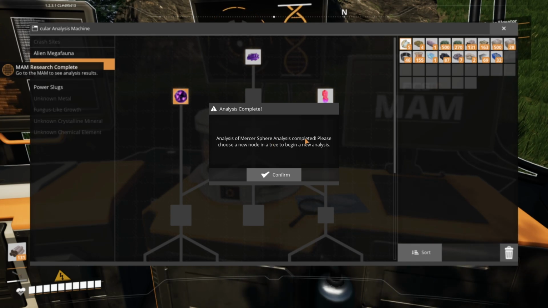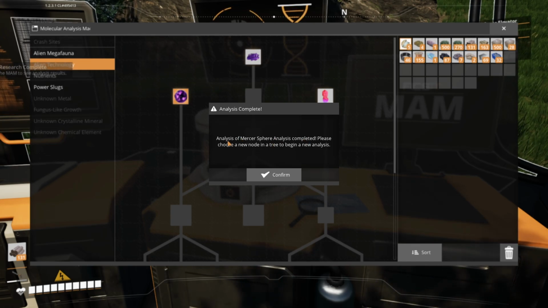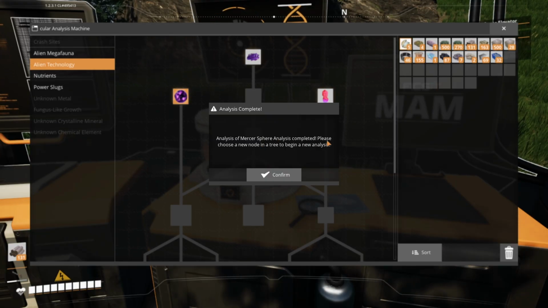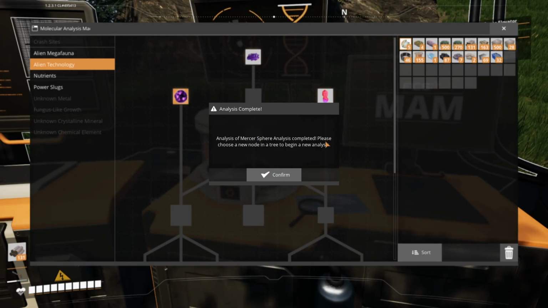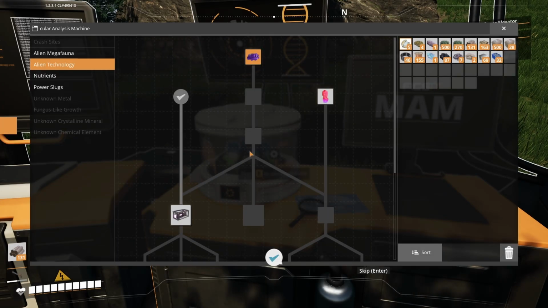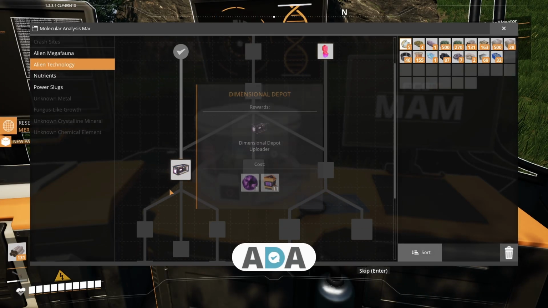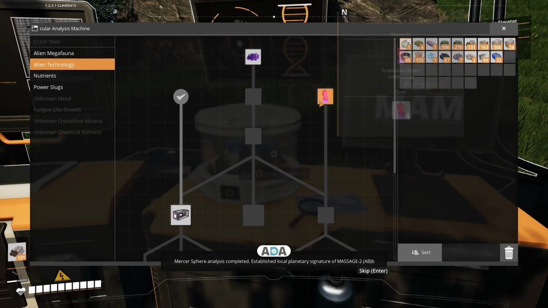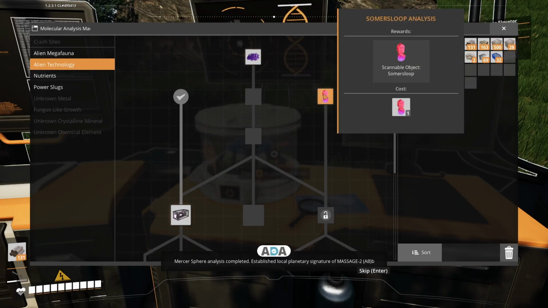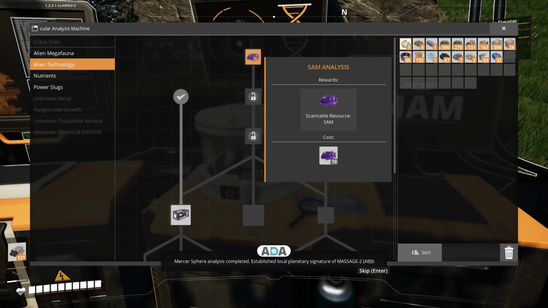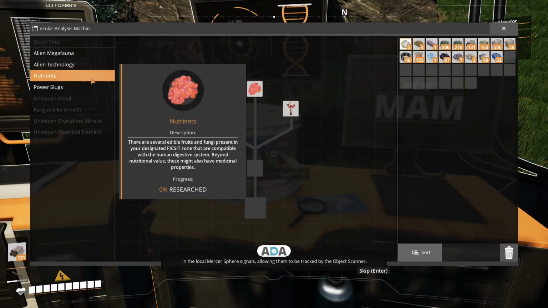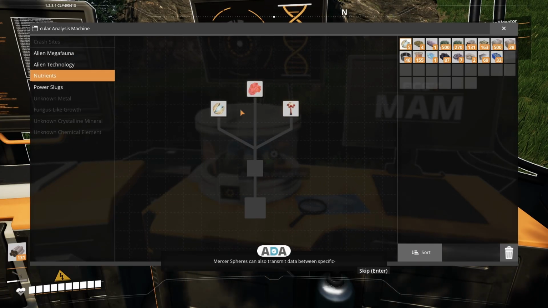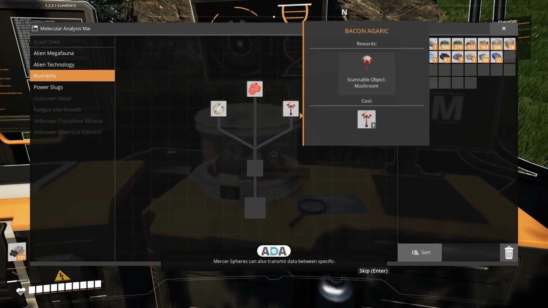Analysis of Mercer Sphere completed. Please choose a new node in the tree to begin a new analysis. Mercer sphere analysis completed. Established local planetary signature in the local Mercer sphere signals, allowing them to be tracked by the object scanner. Mercer spheres can also transmit data between specific.